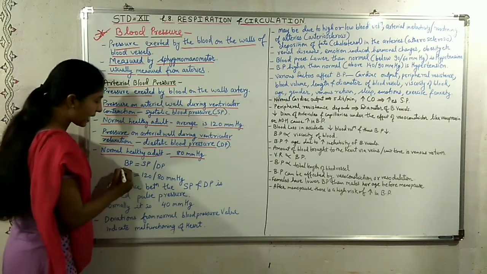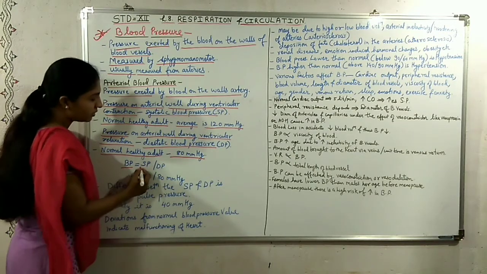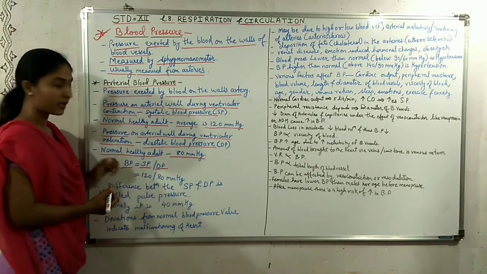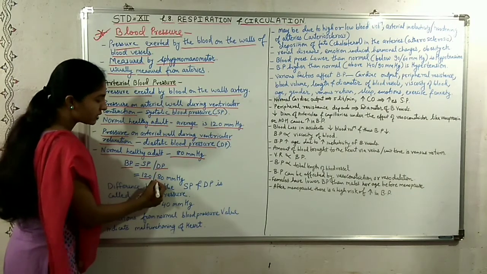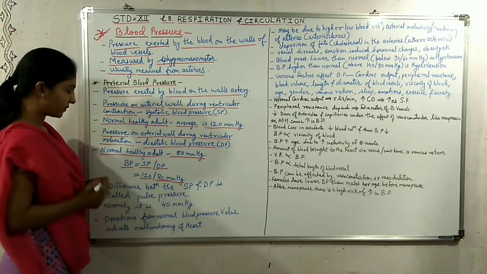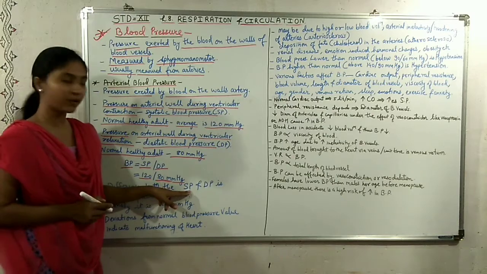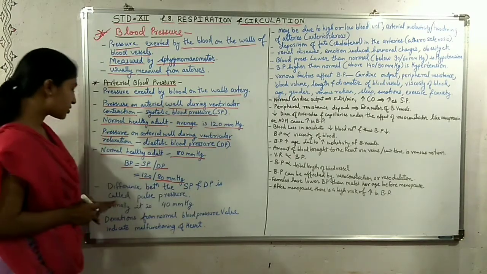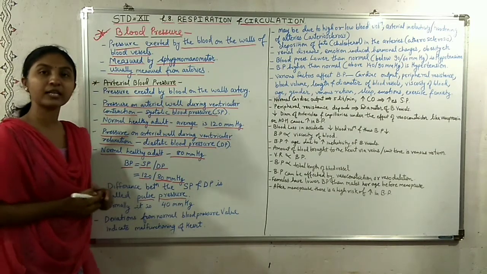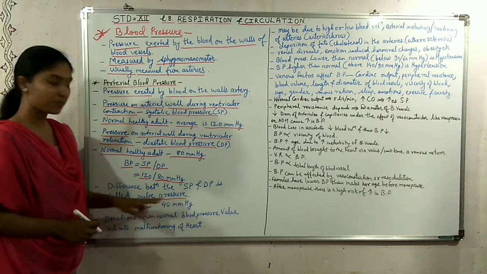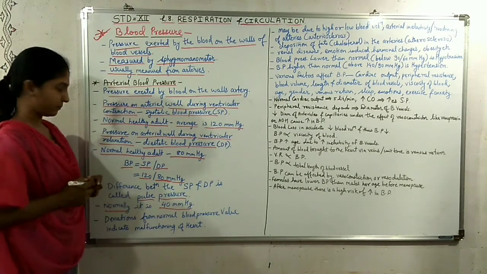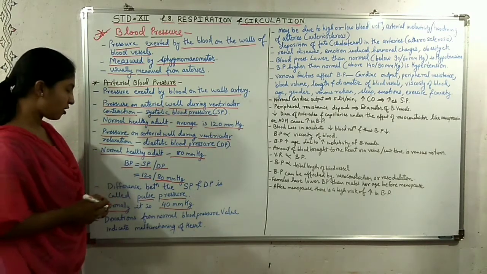So, normally it is written as blood pressure is equal to systolic blood pressure oblique diastolic blood pressure. So, that is 120 oblique 80 millimeters of mercury. The difference between the systolic blood pressure and the diastolic blood pressure is called pulse pressure, and normally it is about 40 millimeters of mercury.